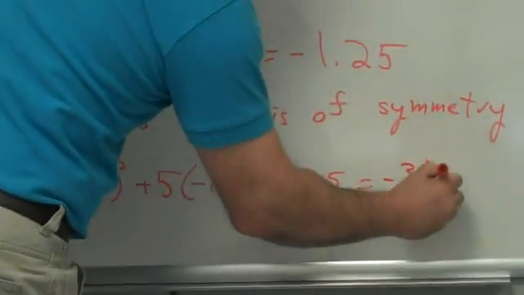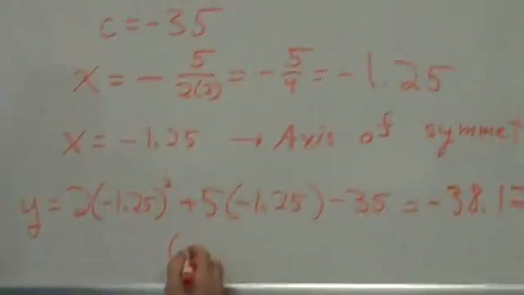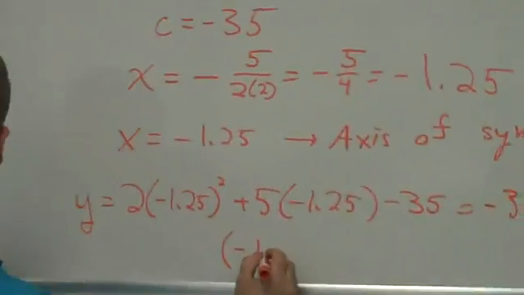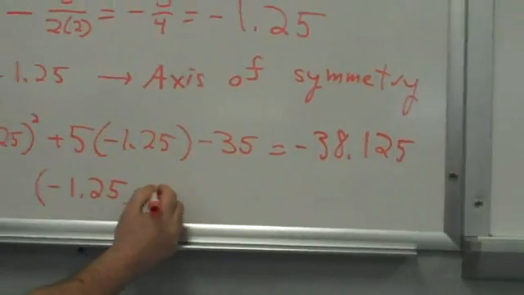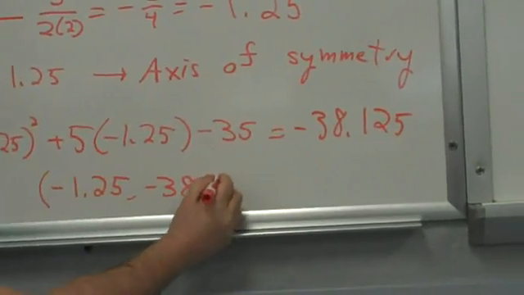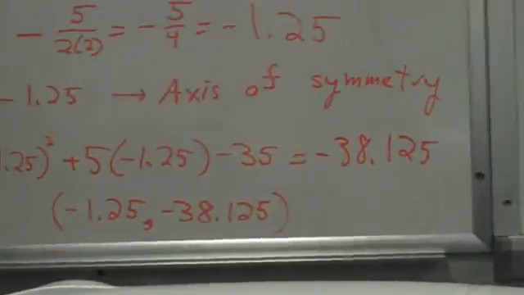Negative 38.125. Yeah. Okay, so our vertex is at negative 1.25, comma, negative 38.125. We're going to graph something that big.